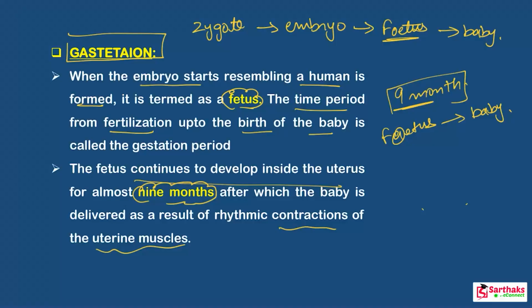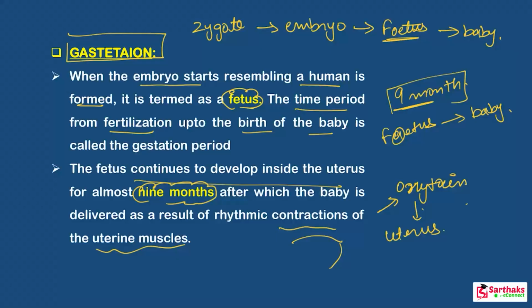There is a hormone which is known as the oxytocin hormone. This oxytocin hormone is released from the mother's body, and this hormone acts on the uterus and causes the contraction of the uterus. Now look at the diagram. Let me show you here.